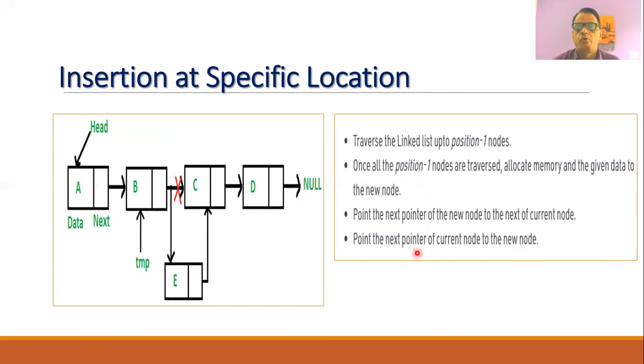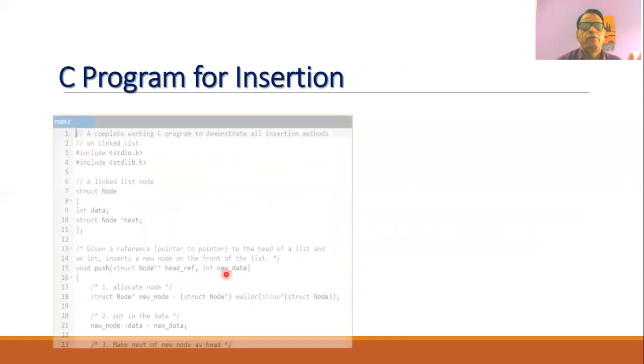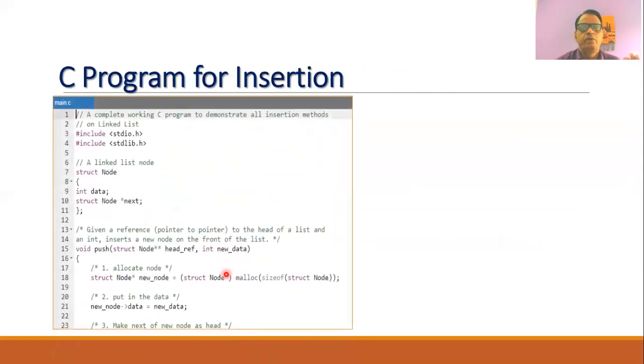And then you point the next pointer of the current node to the new node. So this is the way by which you can change the pointer values of the position -1 and the pointer value of the new node. So once these settings are done, then it is possible to insert an element anywhere in between the linked list. Now we will go for a complete C program where we can demonstrate all different types of insertions.